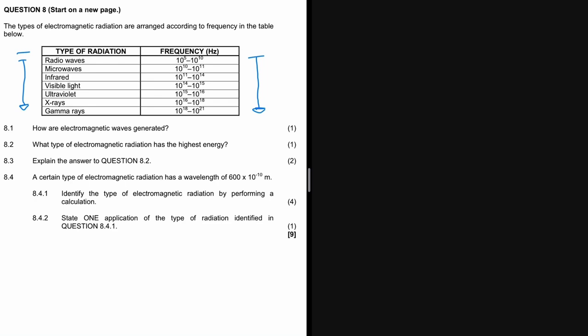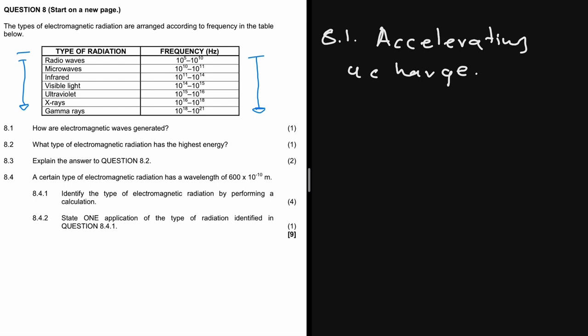The first question, which is 8.1, says, how are electromagnetic waves generated? The electromagnetic waves are generated whenever we accelerate a charge. So to answer the question, you're just going to say the electromagnetic wave is generated by accelerating a charge.